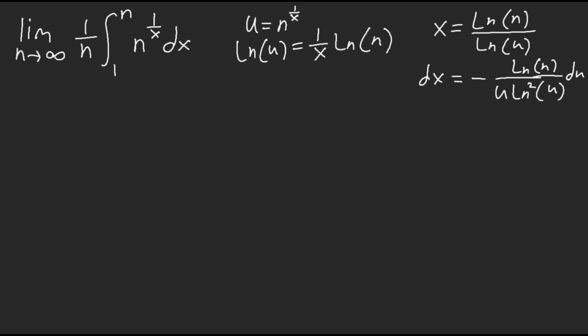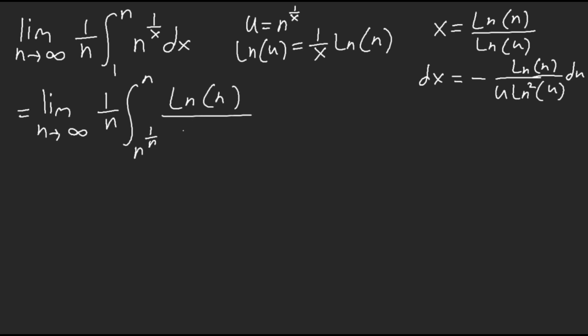So now when we do our forced u substitution, if we plug in n, we get n to the 1 over n. We're going to use the negative to change our bounds. So 1 is just n, looks right. And now we have ln of n over, well, our u was here, but we have this u, so it gets cancelled out, so we're left with ln squared of u du.